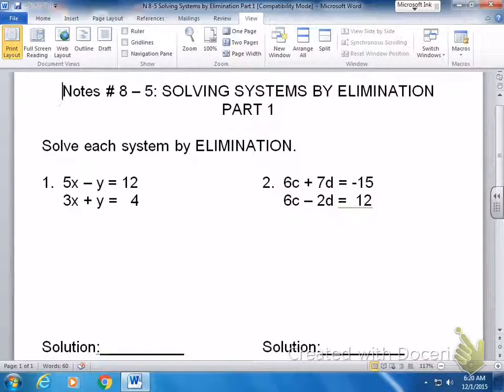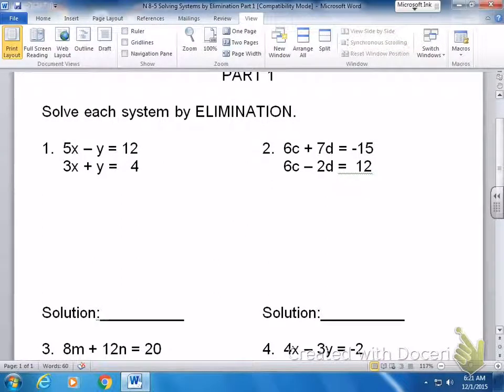All right, guys, so we're on notes 8.5. We're going to be solving systems of equations by elimination. So we've solved systems with graphing. We've solved systems with substitution. This is just another way to solve systems. What elimination is, we're essentially going to be adding and subtracting equations together to eliminate variables.